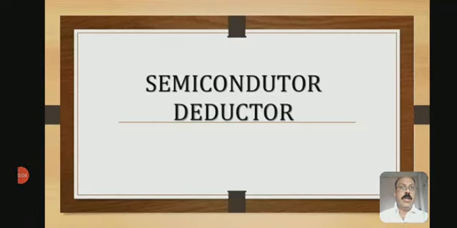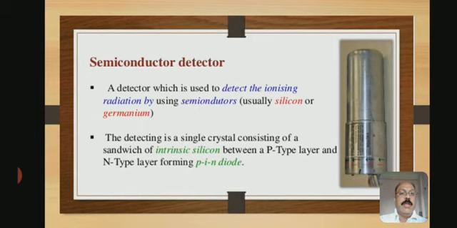In today's class, we will discuss the semiconductor detector. In the last class, we discussed the GM counter, proportional counter, and scintillation counter. Today, we will discuss the semiconductor detector, a detector which is used to detect ionizing radiation by using semiconductors. Usually, silicon or germanium is used in this semiconductor detector.